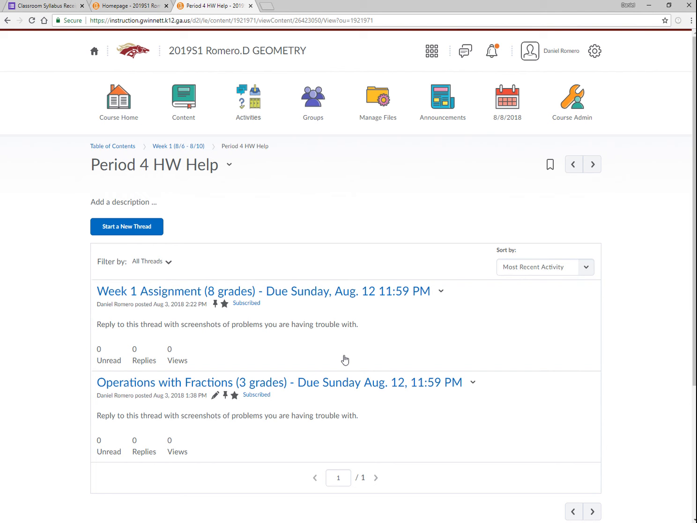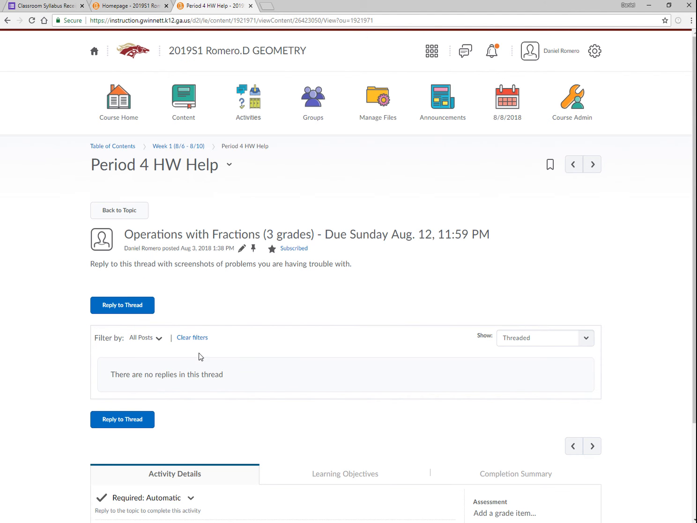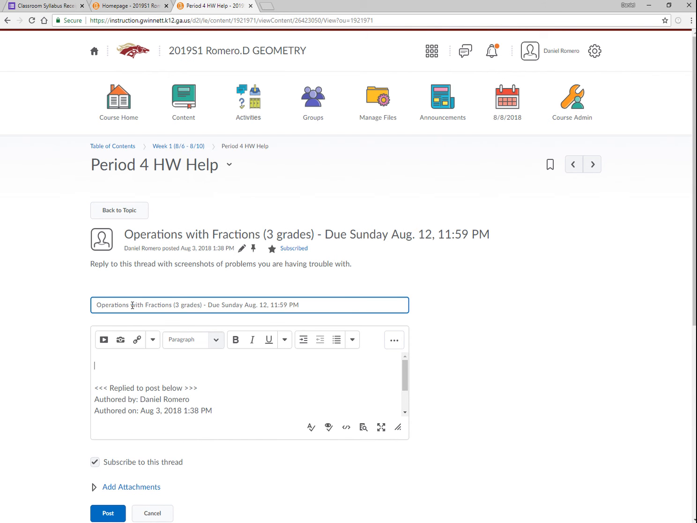Let's say it's on fractions. You would click on homework help, then operations with fractions. You would reply to my thread. If you have more than one question, you're going to have to reply with multiple posts. So reply, and once you reply, you can take a screenshot.